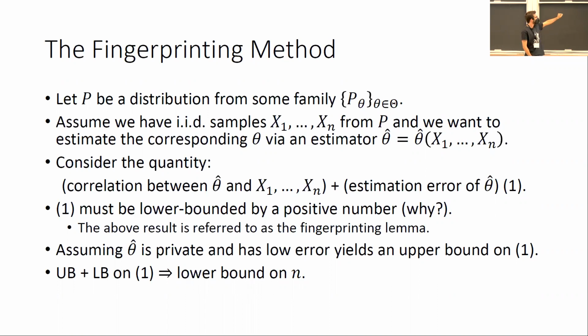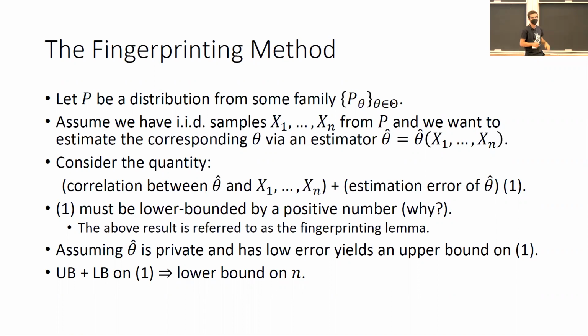The second thing is that if the estimator theta hat is private, then the correlation term must be upper bounded. We can't have too strong a correlation between the output and the input samples. At the same time, if we assume that our estimator has low error, this implies an upper bound on the sum that we have there. So we have an upper bound and a lower bound for this quantity, which ends up implying a lower bound on the sample complexity we need to perform estimation.